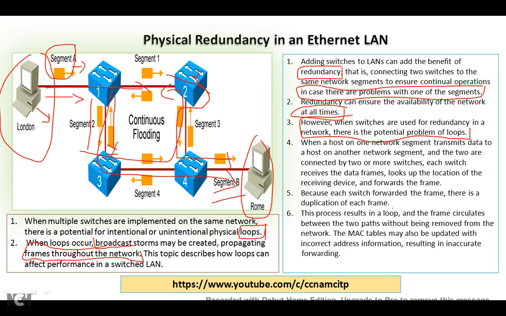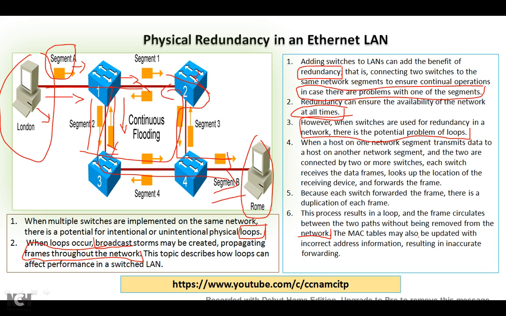There is a duplication of the data. The same thing is happening if this switch forwards data to this side and this side, so there will be duplication in the data. The same data will be coming from this side and from this side also. This process results in a loop, and the frame circulates between the two paths without being removed from the network. The same thing will happen with this switch and this switch. Once it comes to this port, the data will be forwarded to this fourth switch.